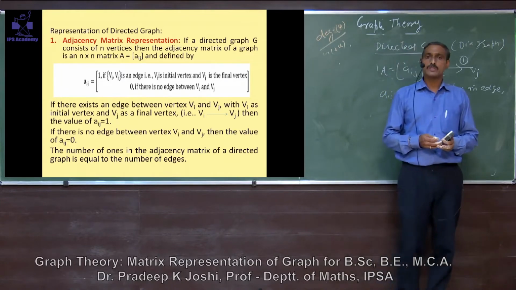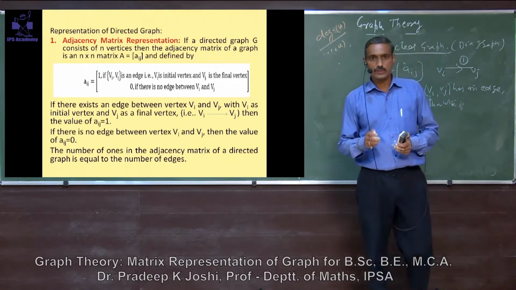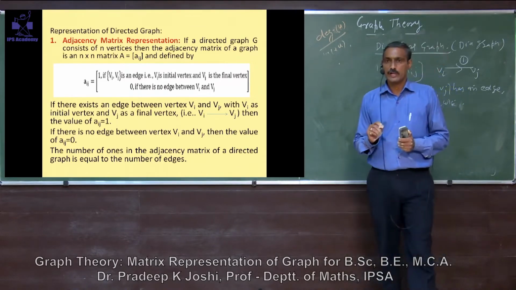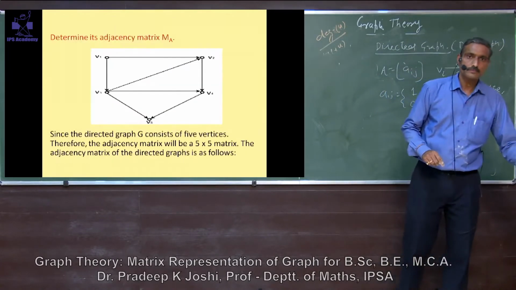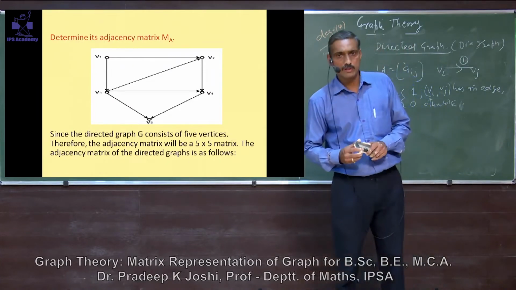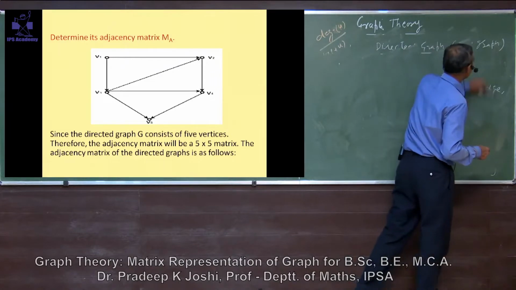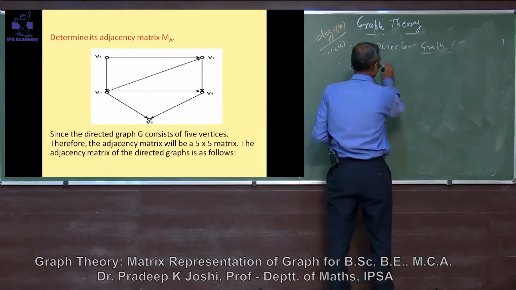The number of ones in the adjacency matrix of a directed graph is equal to the number of edges. So the number of ones in the adjacency matrix of a directed graph will be equal to its number of edges. Now we take a simple example of a directed graph, and you have to find the adjacency matrix of this directed graph.